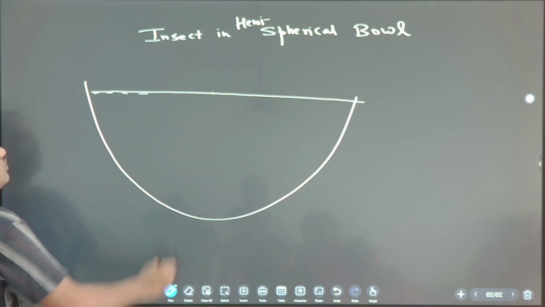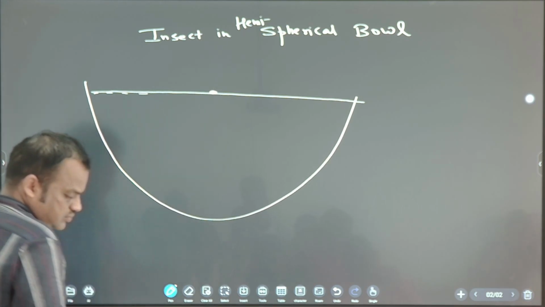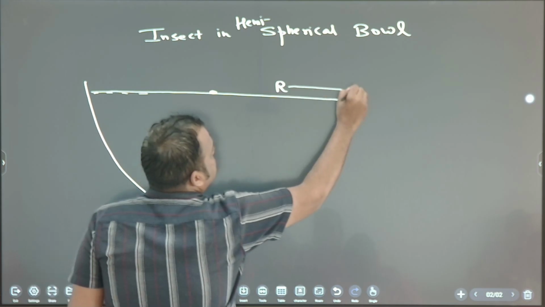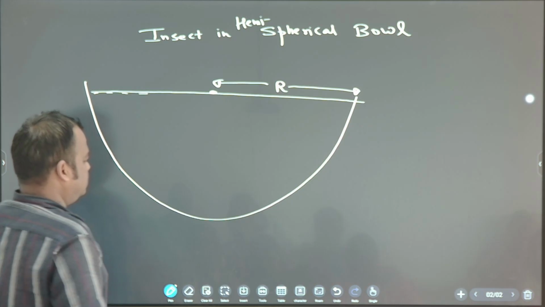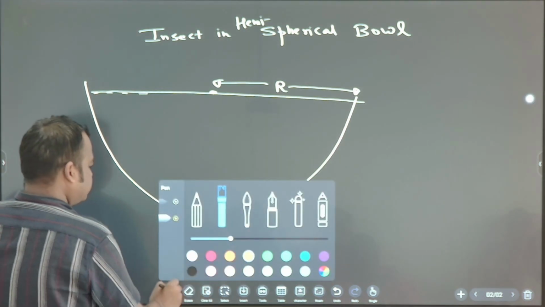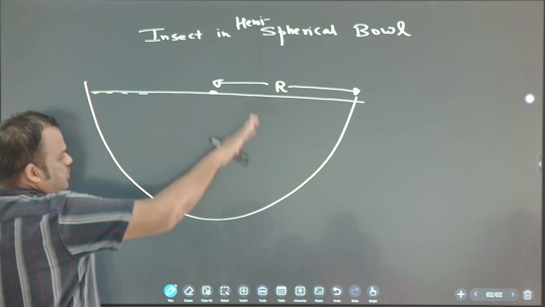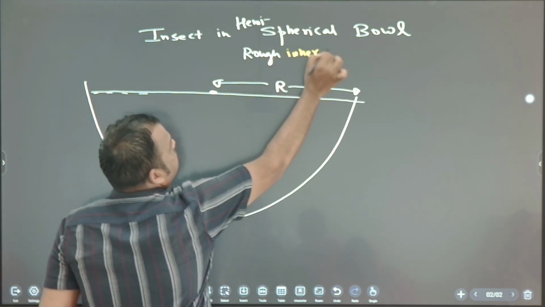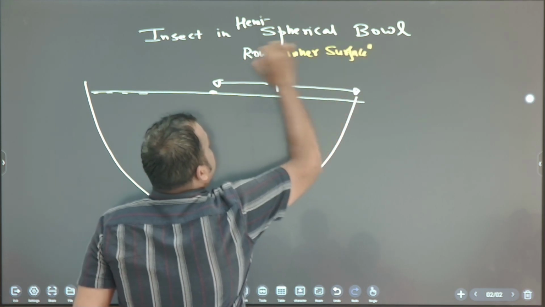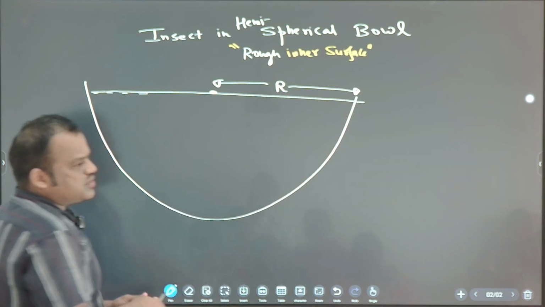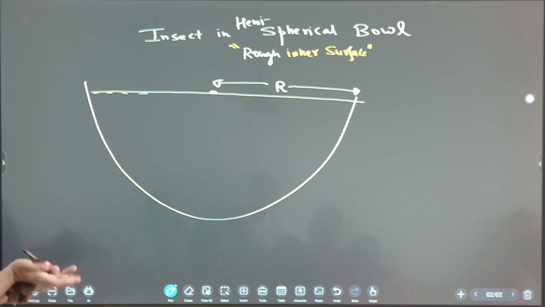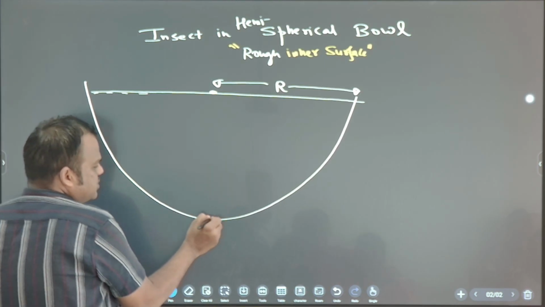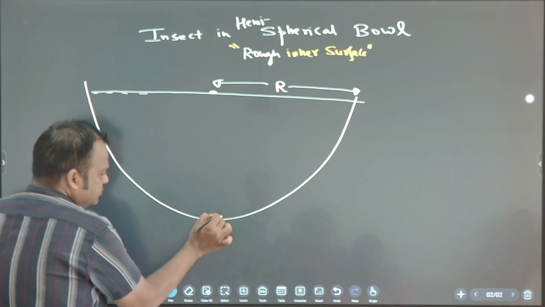This is a hemispherical bowl. So this is the center. The radius of the bowl is r. It is a rough surface, a rough inner surface. The inside surface is rough. Now suppose you see some bowl, a container, correct? A rice bowl, you eat in this rice bowl. So suppose some insect is there, a small insect. Suppose this is the insect.